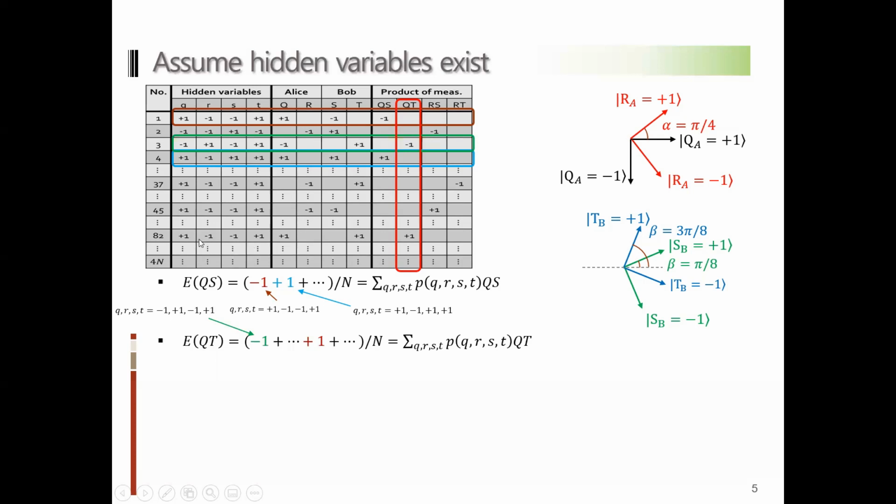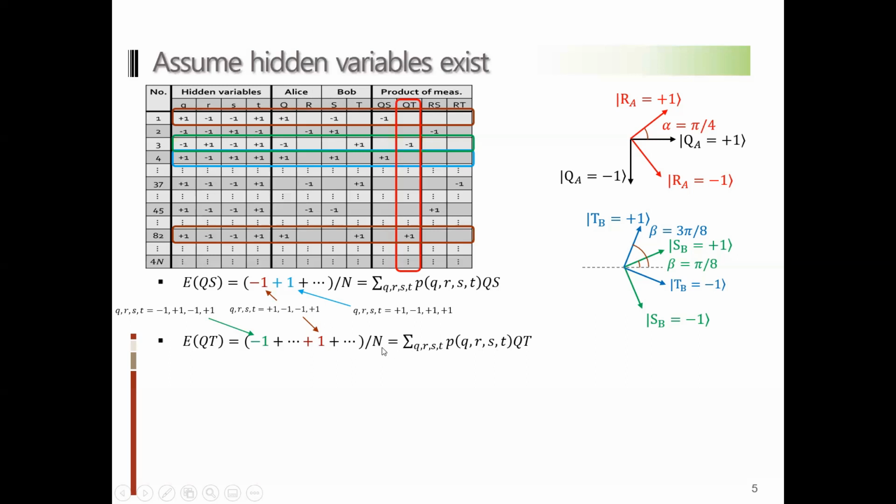And what about this one? This +1 came from this line. And this line had the QRST value of +1, -1, -1, +1, which is the same as the first case. So I can claim that the same combination of QRST will be used for both the QS expectation value and the QT expectation value. The reason sometimes it went here, while in this case it went there, is because Alice and Bob randomly choose their measurement basis.